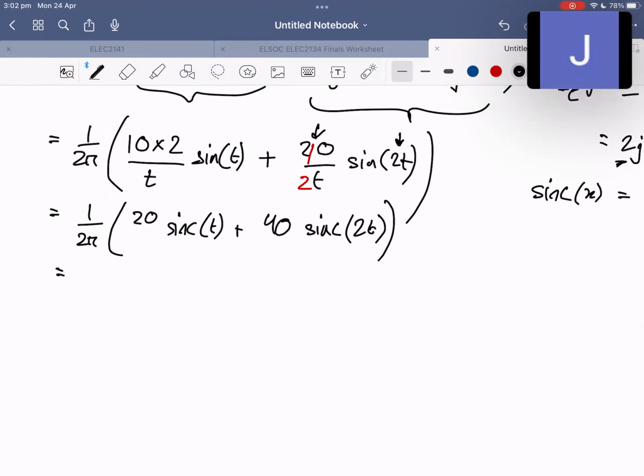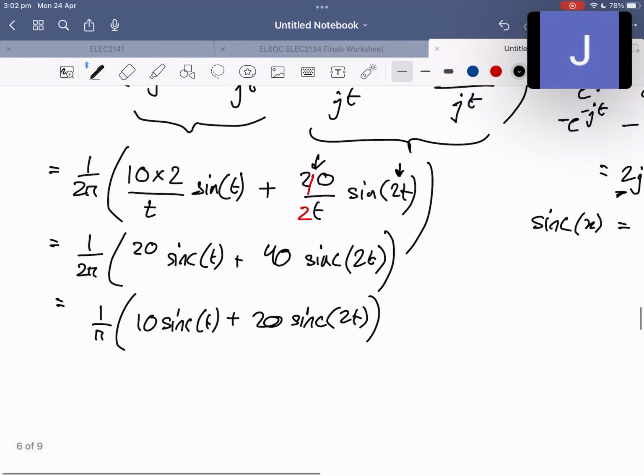If I just, yeah, and I'm going to divide by 2 pi, so I just have 1 on pi times 10 sinc t plus 20 sinc 2t. Yeah, so that is how you get to the answer using the naive way.